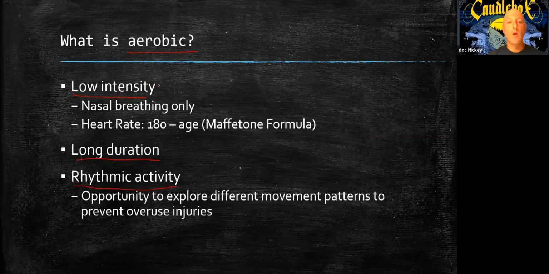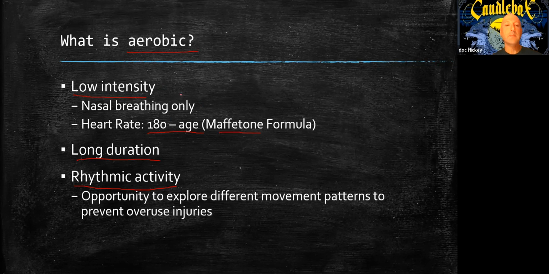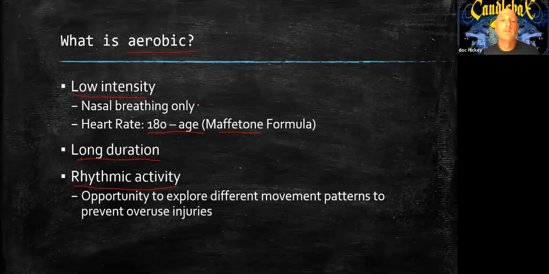Low intensity. When we look at low intensity, the way I like to gauge it, one of two ways: nasal breathing only, or if we're using some sort of an athlete monitoring system, 180 minus age. This is going to be the Maffetone formula. Nasal breathing only gives me immediate feedback. Am I aerobic or am I anaerobic? If I can breathe through my nose, I am going to be completely aerobic. If I have to breathe through my mouth, I am going to be anaerobic.